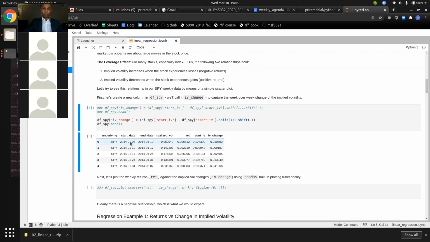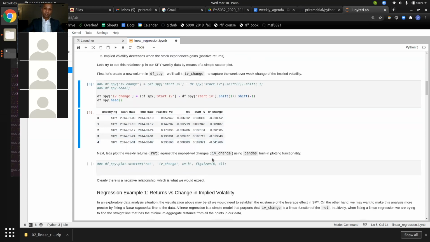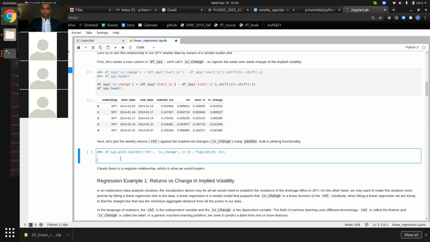So from January 3rd to January 10th, IV went down 1%. From January 10th to January 17th, implied volatility increased by about 1%, et cetera, et cetera. So now we're going to use Pandas built-in plotting functionality to see if we can visualize this.